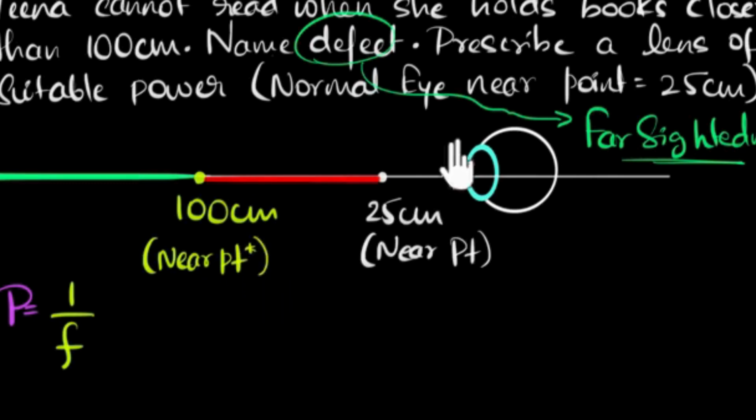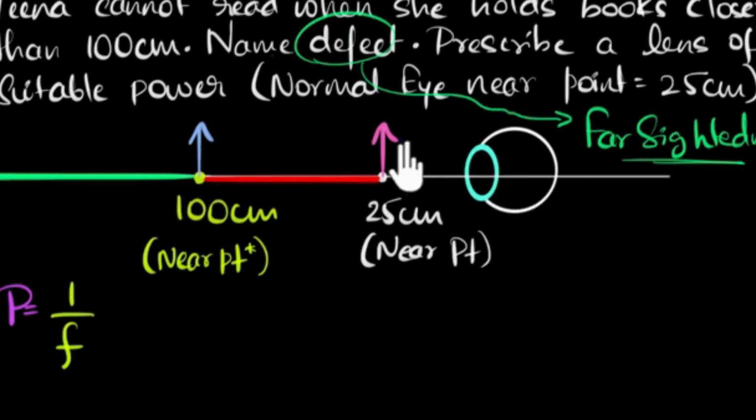In order to correct her vision, she should be able to see all the way up to 25 centimeters. How do we do that? Another way of saying that is that if there's any object right at 25 centimeters, then its image must be formed at 100 centimeters. Does that make sense? Think about it. If the object is at 25 centimeters, and the lens creates its image at 100 centimeters, then she will be able to see that.